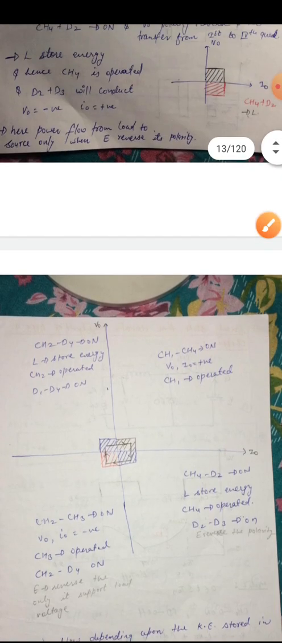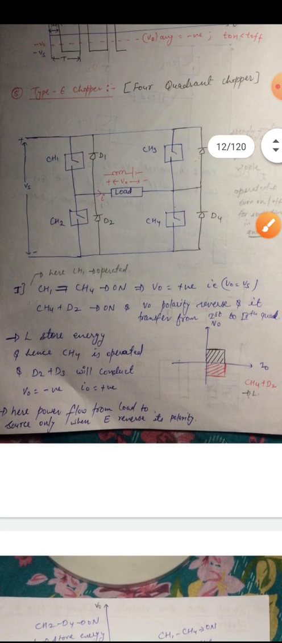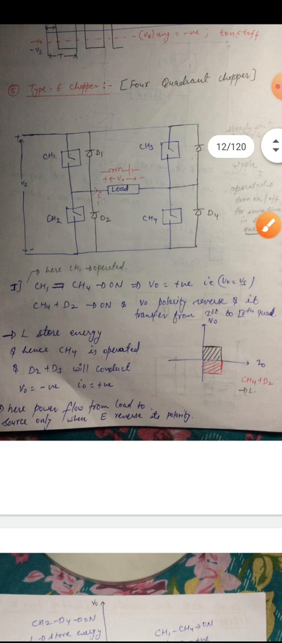Now the inductor will get charged, here plus and here minus. Now it will change its polarity to plus and minus, and will discharge through CS2 and D4. Every time, the energy stored in the inductor will be discharged in the same quadrant mode. So this is the discharging mode.